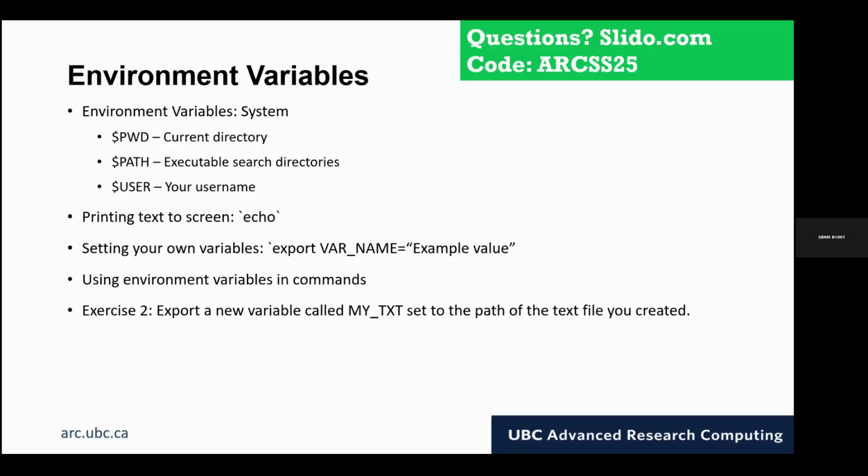We have a very short exercise. You're basically just going to do what I just did here. I would like you to export a new variable for yourself called mytxt and set it to the path of a text file that you made, if you made one with Nano, or you can set it to the path of any file in the system. This is just to get familiar with setting your own environment variables using export.